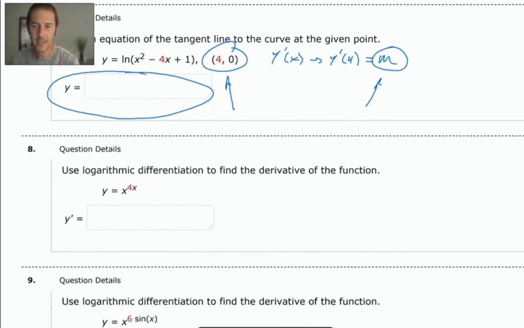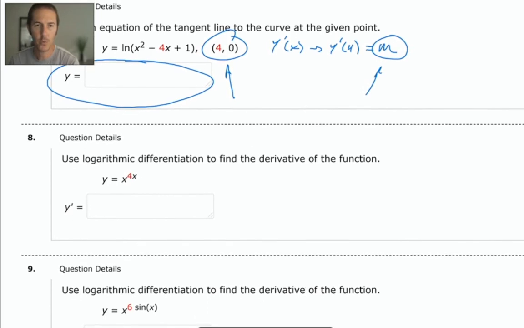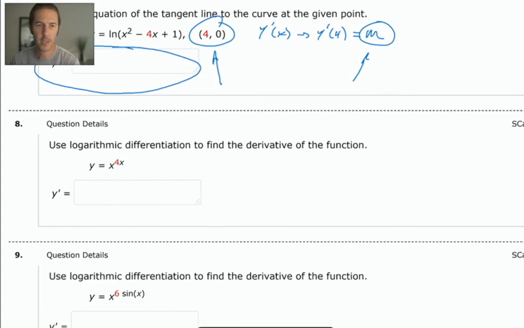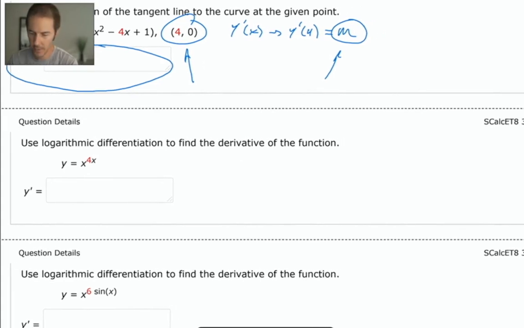And then number 8, which is the other one I want to do with you and write it all the way out, is best accomplished by using logarithmic differentiation. So I'm going to start out by taking the natural log of both sides of my equation. Gives me the natural log of y equals the natural log of x to the 4x.